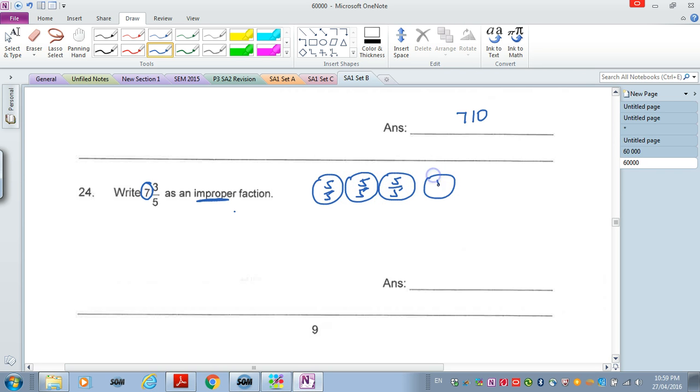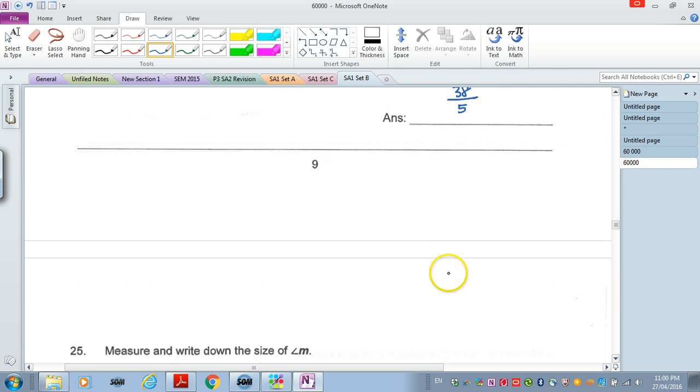So if I have 7 whole, I would take 7 times 5, which is 35. If I'm going to add some more, and then I have another 3/5 here, so 35 plus 3 would be 38. So the answer is 38/5. I will write it as an improper fraction.